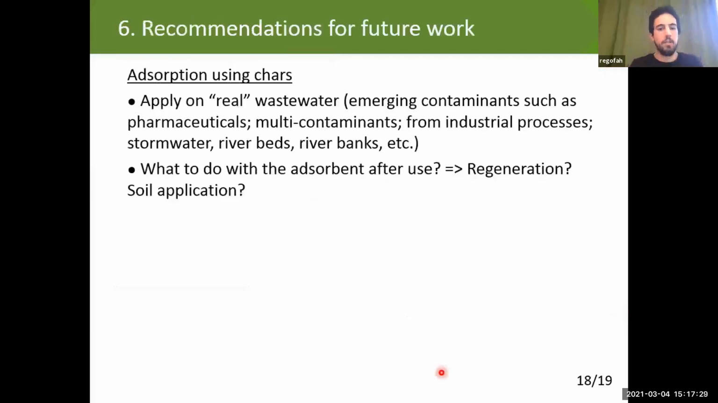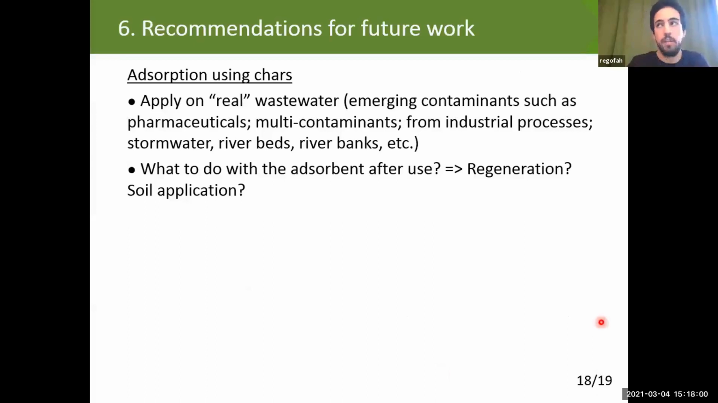In terms of what else can be done, what's important is applying these chars not just for water decontamination from dyes, but to real wastewater from pharmaceuticals, and even having more than one contaminant in water. That's important for research. Applying it in real applications such as stormwater remediation, which I've seen some countries doing now, which is very good. And also what to do with the adsorbent after you use it.